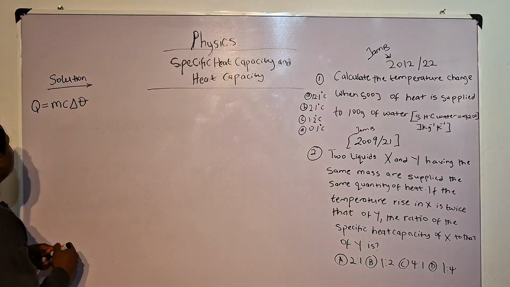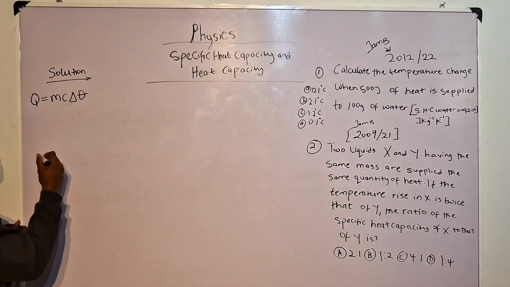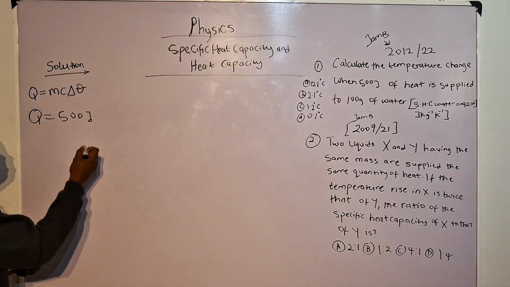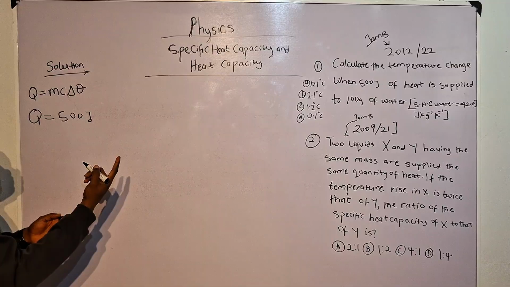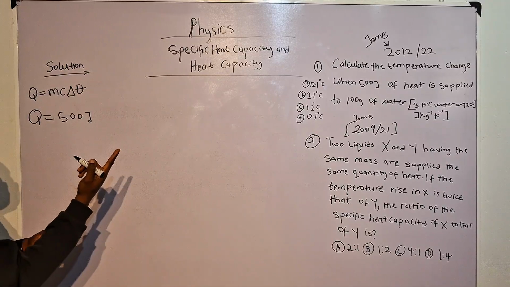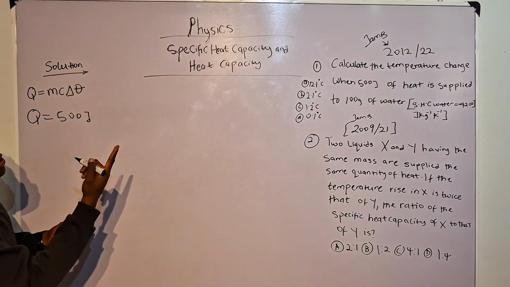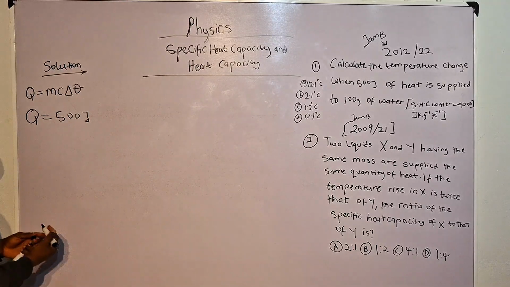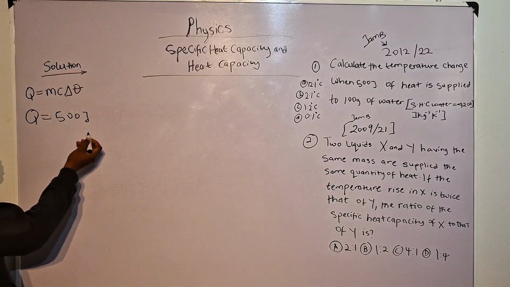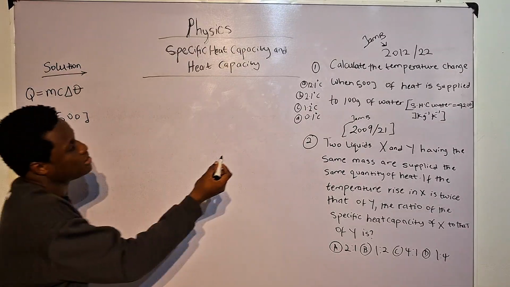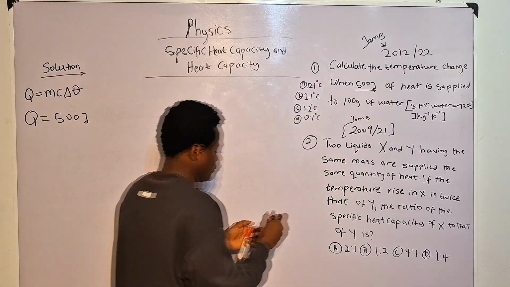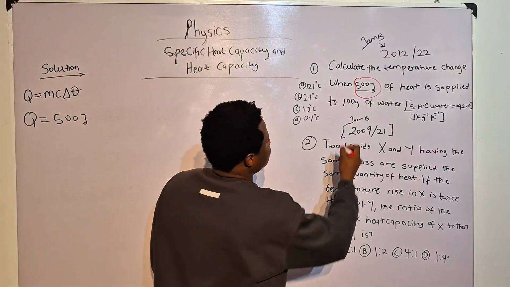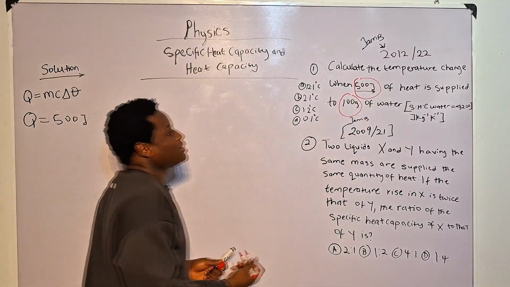So to solve this question, we say quantity of heat is 500. They gave us the quantity of heat to be 500 joules. So it's taking 500 joules to raise the temperature of this water. They said calculate the temperature change. So they're asking us what is the temperature difference. They gave us the 500 joules here, and they gave us the mass in grams.